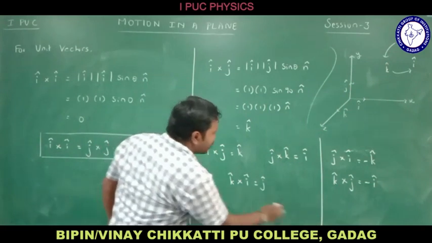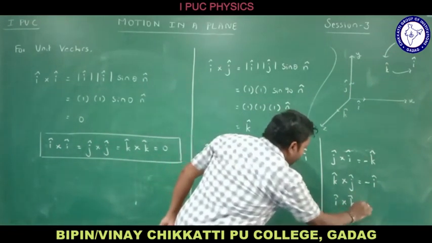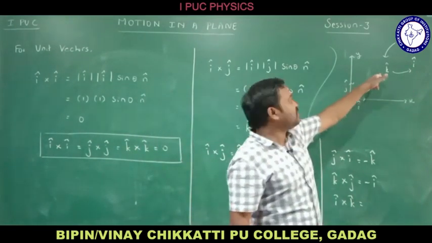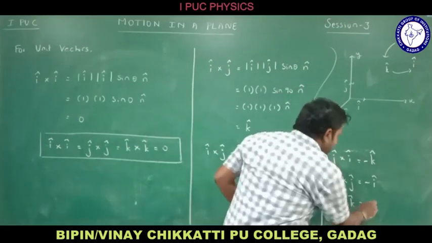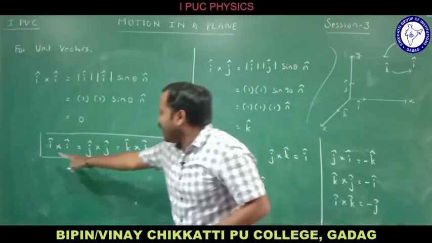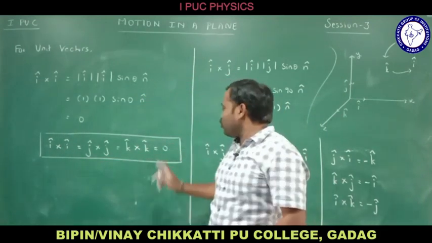Let me take a reverse of this. That is I cross k. Okay. What is I cross k? Let me take like this. I cross k, I am going reverse. I should take a negative vector. That is minus j vector. Do you remember? Simple. What is I cross I? That is equal to 0. J cross j, 0. K cross k, 0.